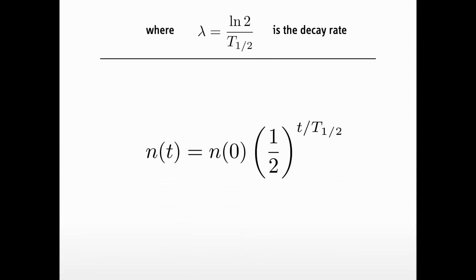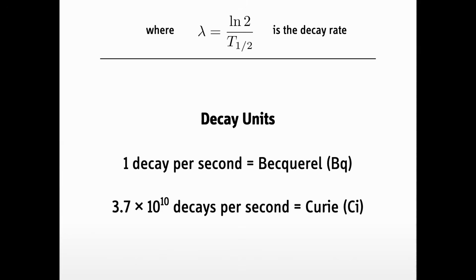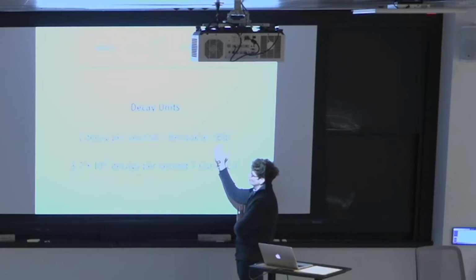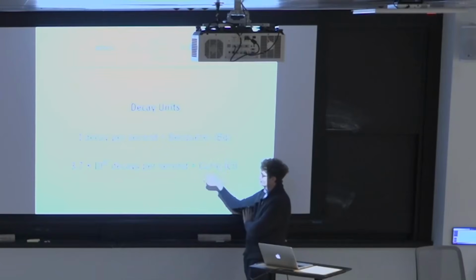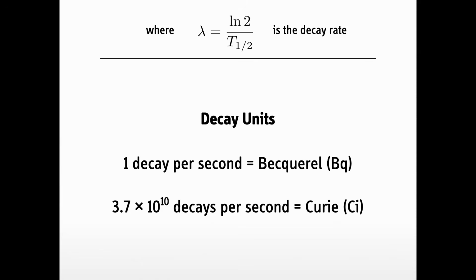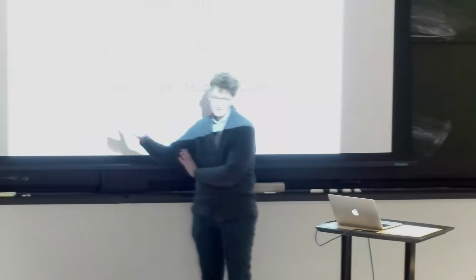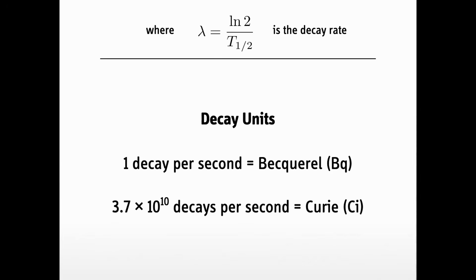All right. So we have two principal units for decay. In case you don't remember, the SI unit is a decay per second. We call it a becquerel. Sometimes you'll see this older unit called a curie, and you have to remember this number, which is really annoying, 3.7 times 10 to the 10 decays per second is a curie. So yes, a curie is a lot of radiation compared to a becquerel.